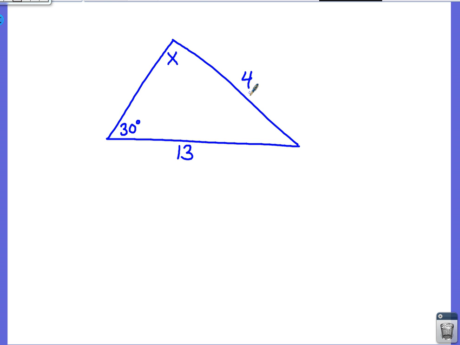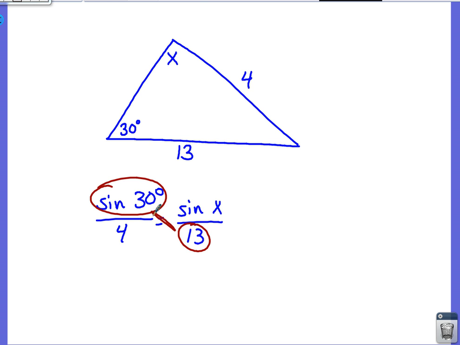You have the sine of 30 over 4 equals the sine of x over 13. I'm going to show you another way, and you can work it either way. Here's how I do these problems. Again, I treat it like a proportion. This and this are diagonal, so I'm going to do 13 times the sine of 30, and since it's a proportion, I'm going to divide that by 4.